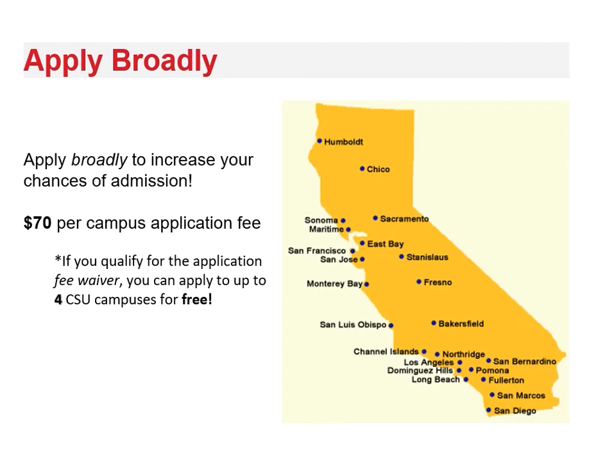So we do encourage you to apply broadly. So that way you are increasing your opportunities. Please note that there is an application fee of $70 per campus. And if you do qualify for the fee waiver, you can apply to up to 4 CSU campuses for free. So we encourage you to have backup options. So that way, if you do get denied, you have other options to consider, or you can simply wait for the next application period.